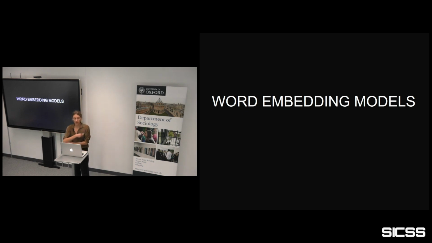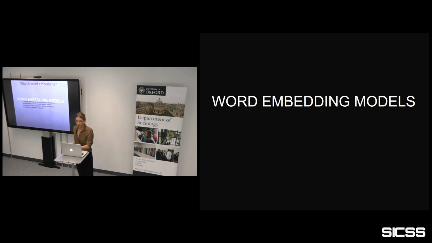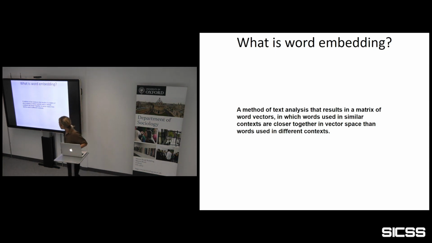But okay, so we just discussed topic modeling, where there's distributions of topics over your corpus, and there's a distribution of words within every topic. Word embedding models are completely different. But first off, what is a word embedding model? A method of text analysis that results in a matrix of word vectors in which words used in similar contexts are closer together in vector space than words used in different contexts.